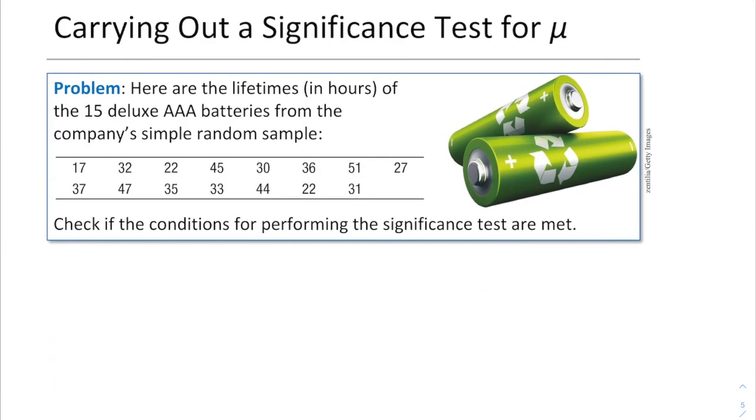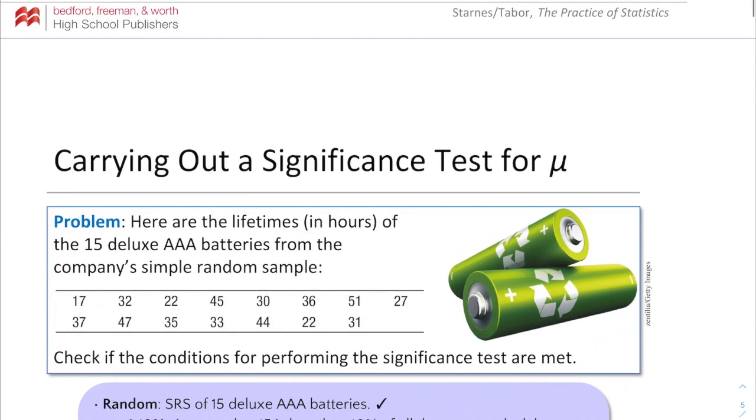All right, so here we have the lifetime of the batteries. I know we've done this one before, or at least talked about it at the beginning. So here are the lifetimes of 15 deluxe AAA batteries from the company's simple random sample. Check if the conditions for performing the significance test are met.